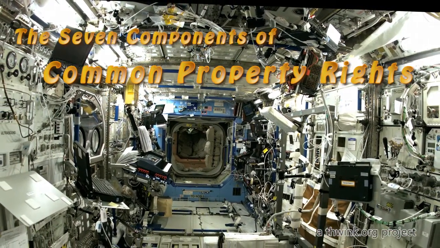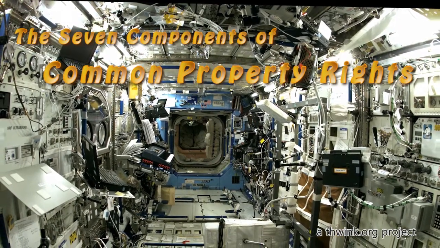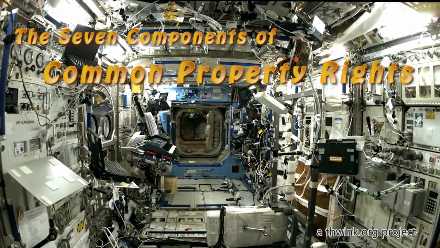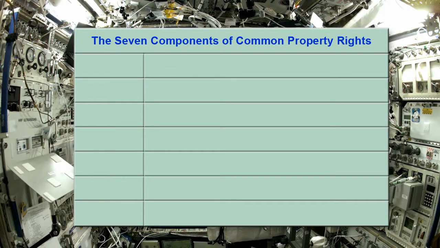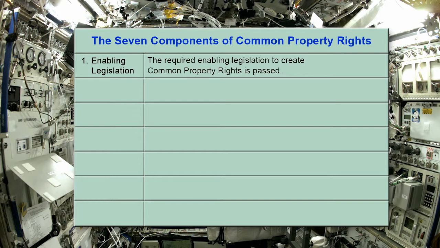Suppose we gave common property rights a try. Here's a quick summary of how the 7 components of the solution would work. First, enabling legislation is passed to create common property rights. After that, those interested in protecting the environment form a stewardship corporation. Stewards must be non-profit to avoid a conflict of interest, because there's quite a bit of difference between running a corporation for the benefit of the common good and running a corporation for the benefit of profit-maximizing shareholders.